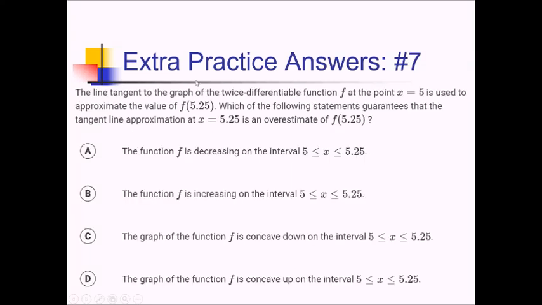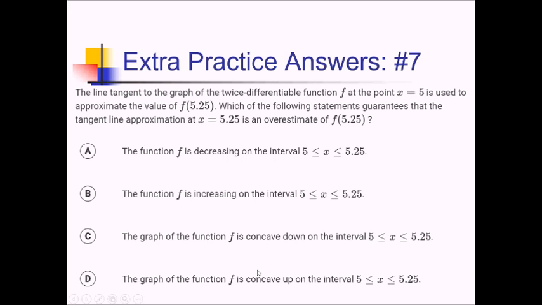On this one, they're telling us the line tangent to the graph of a twice differentiable function f at the point x equals 5 is used to estimate f of 5.25. Which statement guarantees our approximation at 5.25 is an overestimate of the true value? So with tangent lines, the whole over-under thing is all about concavity. So we can immediately eliminate choices A and B, which are just talking about whether the function is increasing or decreasing. It's not about that. It's all about concavity. So C and D we have to pick between.